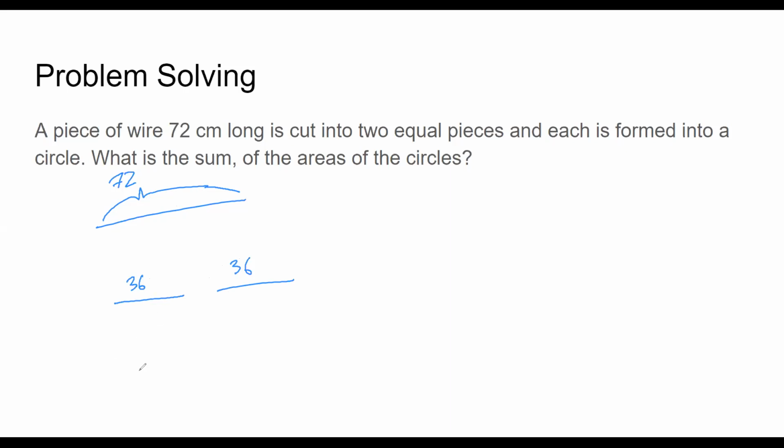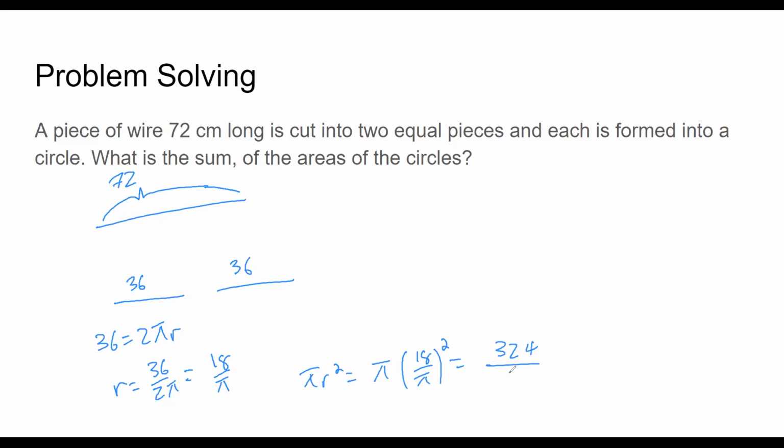At this point, we do the same thing we did for the last problem. We have the circumference, and we want to solve for the radius. We say 36 equals 2 pi times r, and then you divide by 2 pi, so r equals 36 over 2 pi, which is equal to 18 over pi. Then the area of a circle with this radius is pi r squared, which is pi times 18 over pi squared. 18 squared is 324, and then we have a pi over pi squared, so this is the area. However, remember, it's asking for both of the circles. We have two of these, so don't forget to multiply by 2 to give 648 over pi.